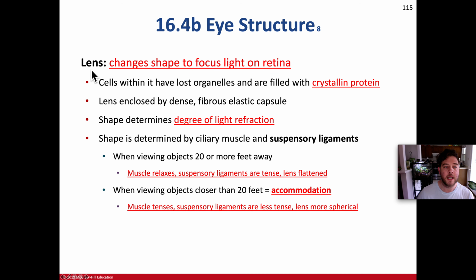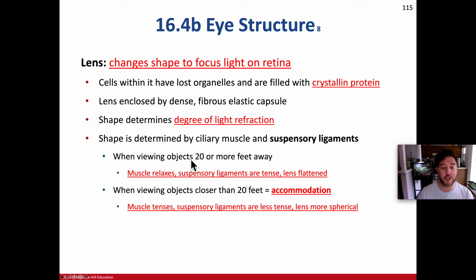Okay, so the lens. The lens will change shape to focus light into the appropriate portions of the retina. The cells within it have lost organelles and are filled with a crystalline protein. And the lens itself is enclosed by a dense fibrous elastic capsule. The shape of the lens determines the degree of light refraction, so the degree that light will be bent. And the shape is determined by the ciliary muscles and suspensory ligaments that hold the lens.